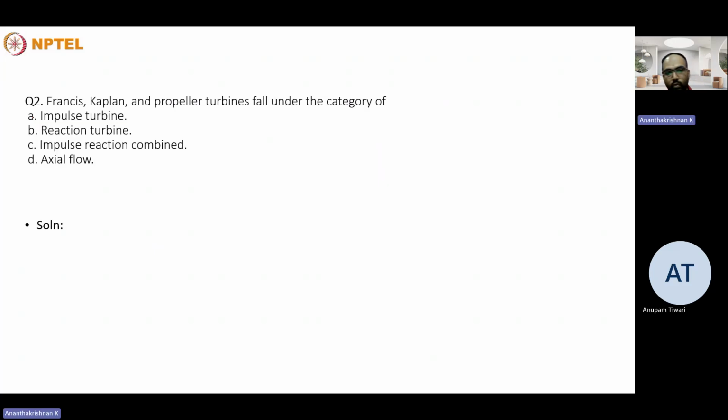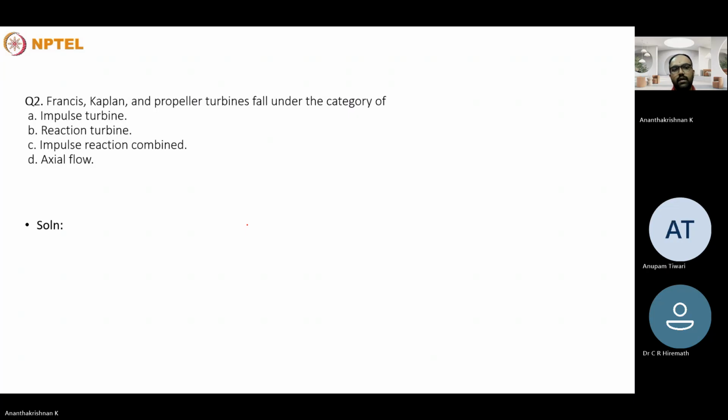Now we can move into the second problem. Look into it. It's based on turbines. Francis, Kaplan, and propeller turbines fall under the category of impulse turbine, reaction turbine, impulse reaction combined, and axial flow. Which out of the options is right? So the answer to this problem is reaction turbine.